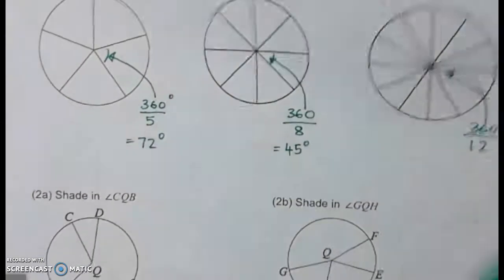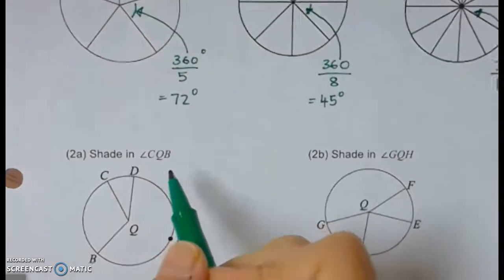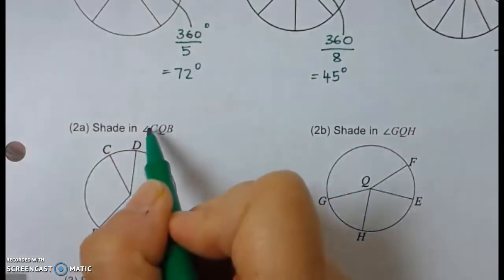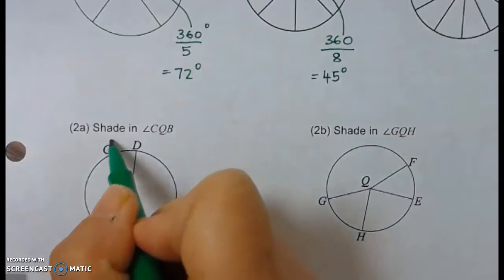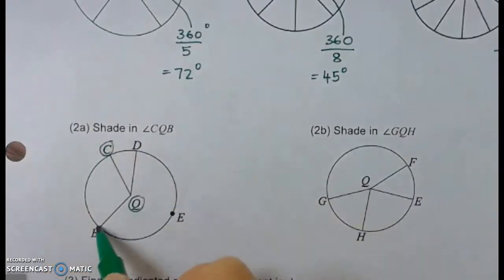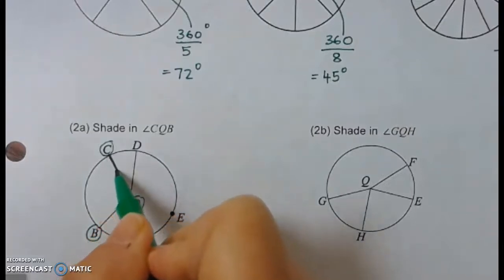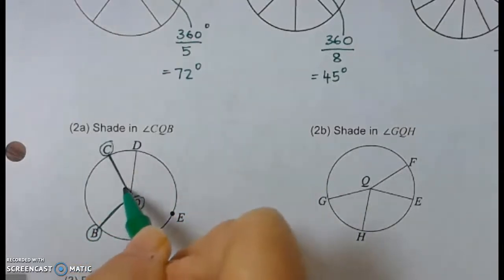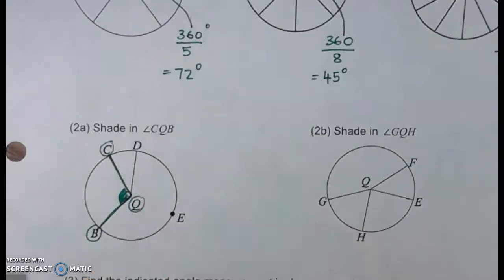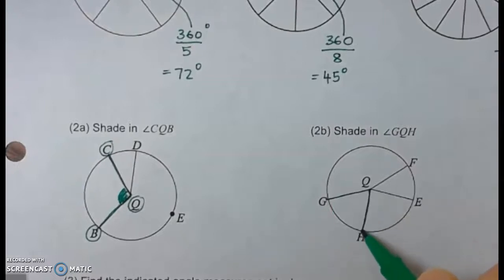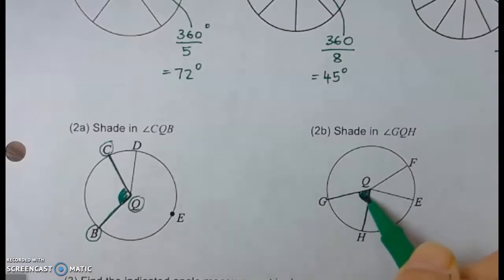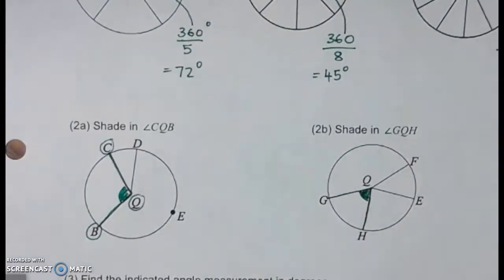Okay. All right, shade angle CQB. So this is a notation. Do you understand what we are talking about? Angle CQB. So follow along. Angle CQB. Follow the letters C to Q to B. That means we're really talking about this angle measure here. Shade angle GQH. Where is my G, Q, and H? Okay, so it's the angle that is in between the two rays, or two lines, two segments.